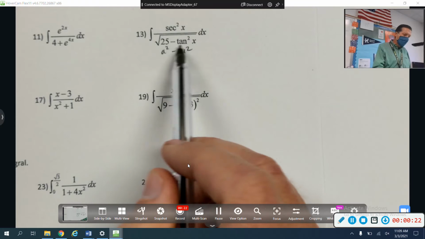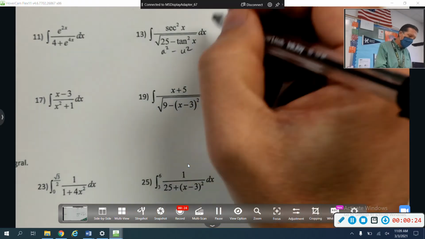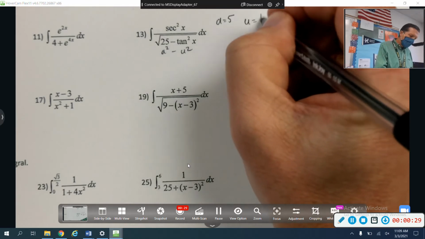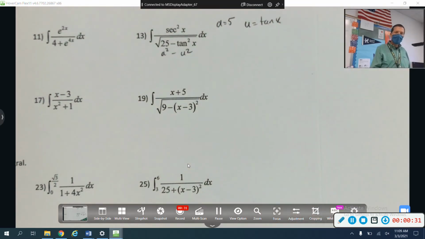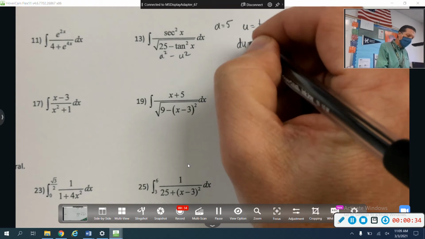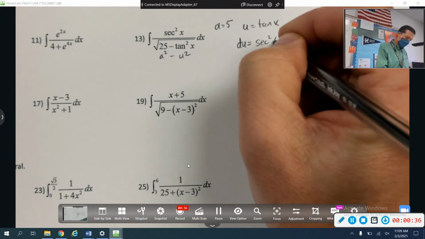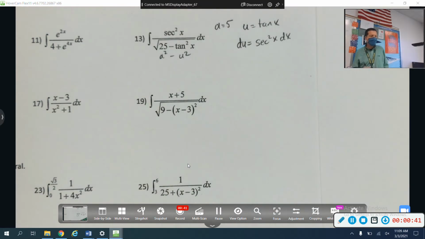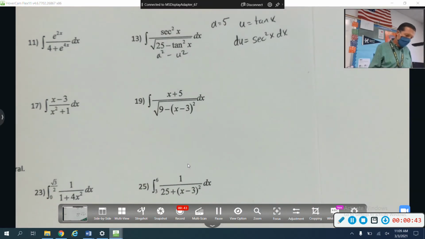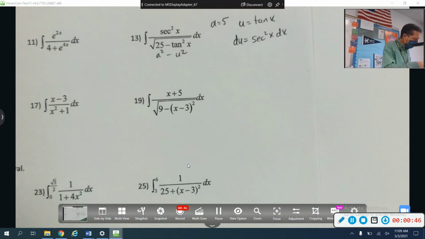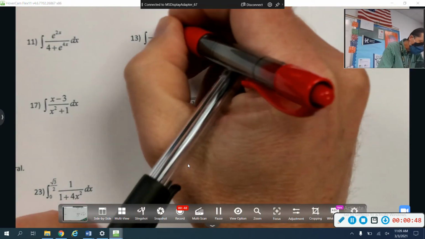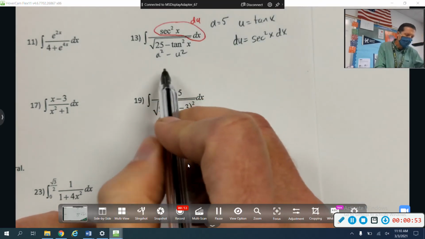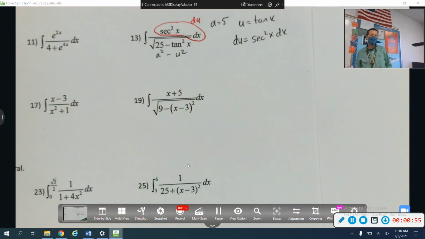And there's an a squared minus u squared sort of setup. So a is 5, that's easy. U, we think would be tangent, especially when we consider what du would be. Secant squared. So yeah, that all matches up just right. So the top is du. And the bottom, I'm not going to rewrite this because the bottom is already a squared minus u squared.